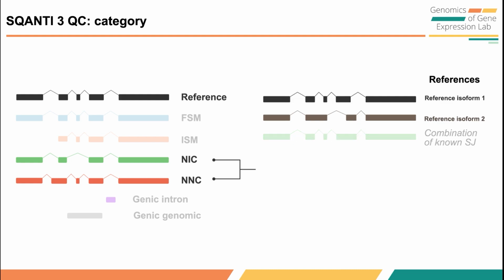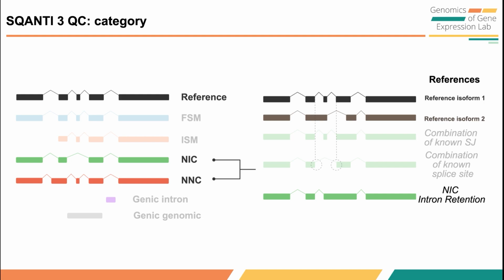Then the second subcategory in the novel in catalog is the combination of known splice sites. Transcripts under this subcategory have novel combinations of existing splice sites from the reference. If a transcript uses a combination of known junctions or a combination of known splice sites and includes intron retention, it is categorized in the novel in catalog intron retention. Finally, the novel in catalog monoexon subcategory contains transcripts with one reference exon and a combination of known splice sites.